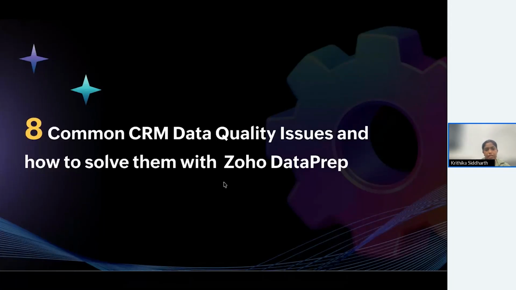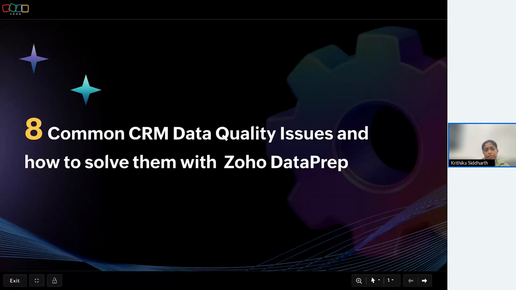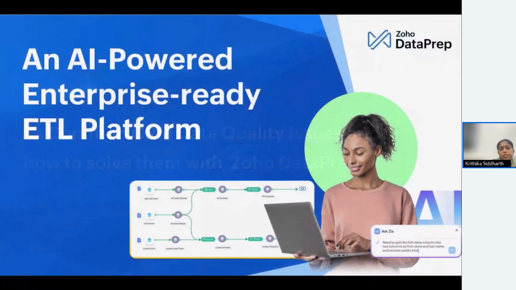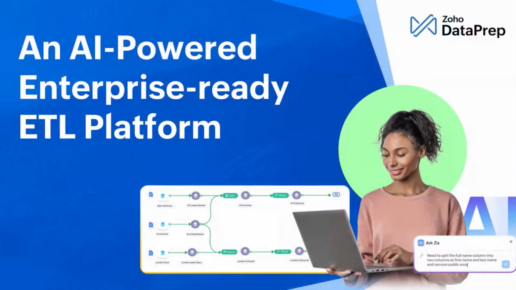Today's webinar session is 8 common CRM data quality issues and how we can solve them using Zoho DataPrep. If you are not familiar with Zoho DataPrep as a product, we are an AI-powered enterprise-ready ETL platform. What we mean by an ETL platform is that as an organization, you might have data residing in multiple different sources. It could be in your data warehouse, in a cloud database, or in multiple different business products, like your email software, wherever your data might be residing. DataPrep as a tool can help consolidate all of that data and prepare it.